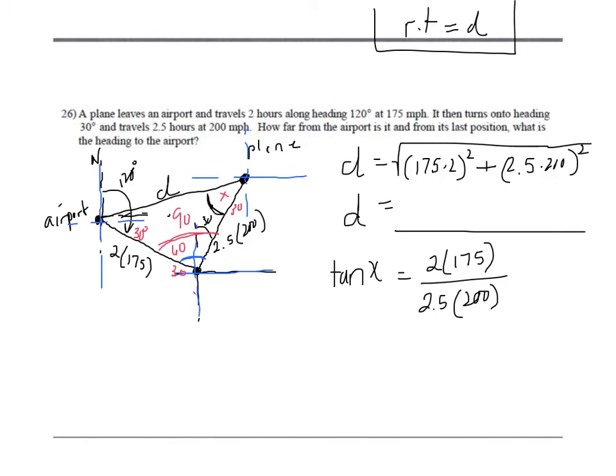But to get the bearing, I need this angle. It's going south and west, so I need an angle here. Once I find out what x is, if I take x plus 30 and put it in here, I should have the bearing. So try that out, see what you get, and that's it.